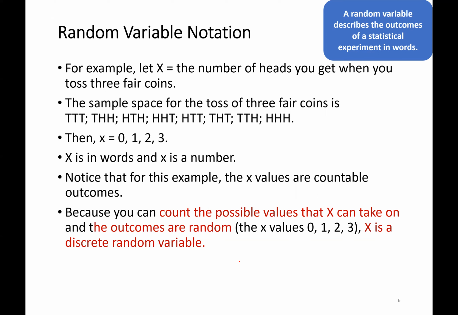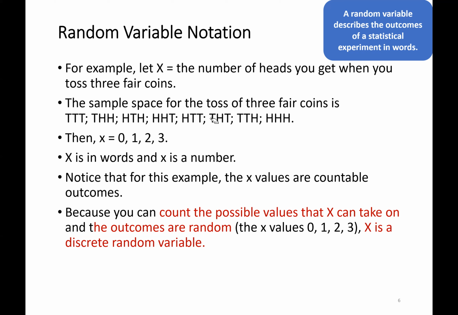So if my random variable describes the number of heads I get when I toss 3 fair coins, I could get no heads. That's the outcome tail, tail, tail. Or I could get 1 head. That is the outcome tail, tail, head, or head, tail, tail, or tail, head, tail. Let's see, 1 head would be here, here, and here.